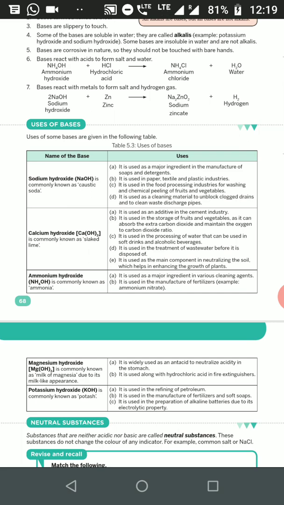Next, ammonium hydroxide. It is used as the major ingredient in various cleaning agents. It is used in manufacturing of fertilizers like ammonium nitrate. So it can be used in the manufacturing of fertilizers.